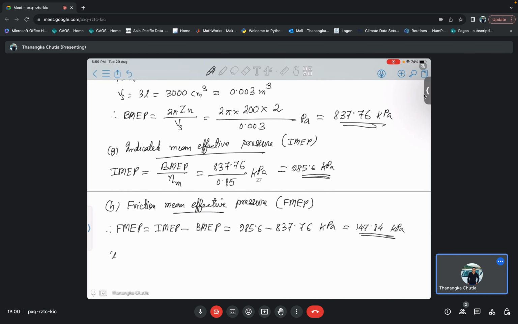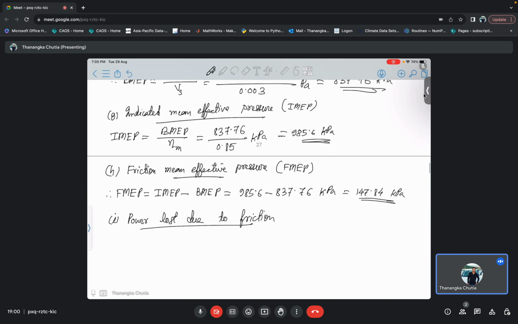Next is power lost due to friction. Indicated power is the total power that you can obtain. So there is some power loss due to friction, which you actually get as brake power. So therefore your power lost due to friction is equal to what? Indicated power minus brake power.